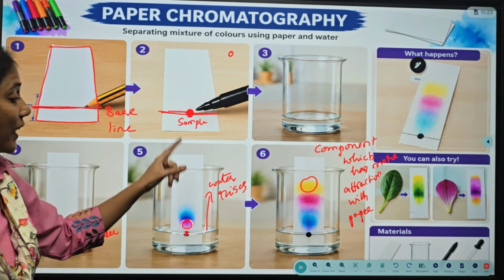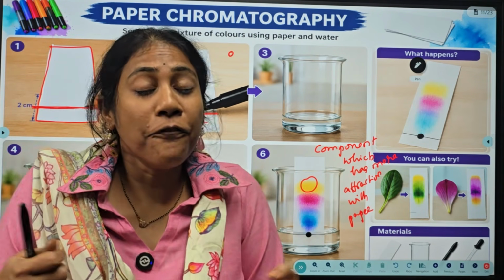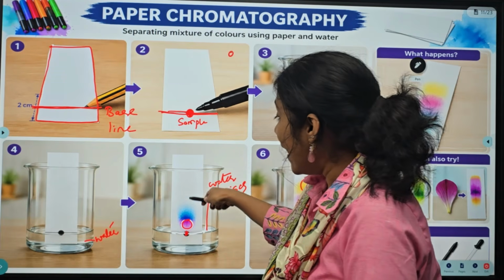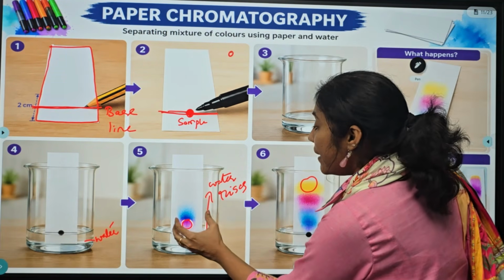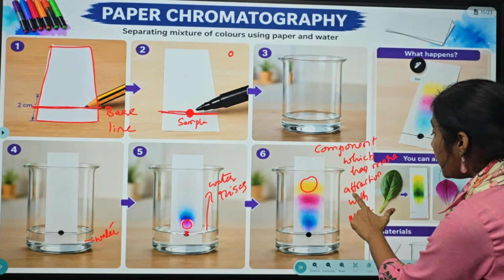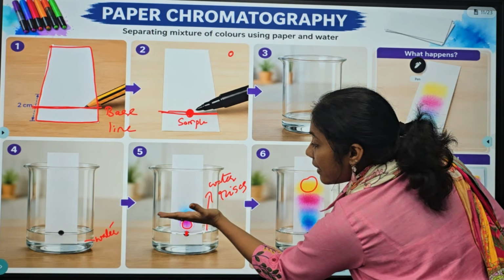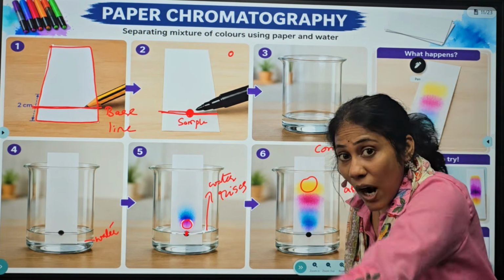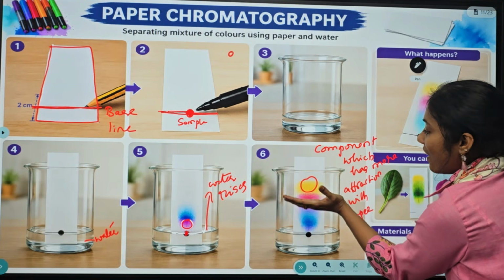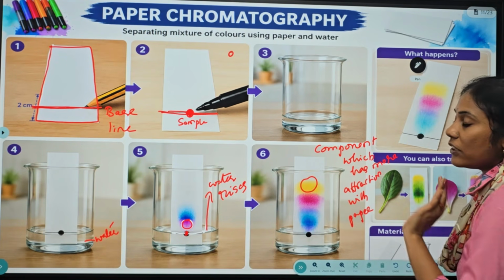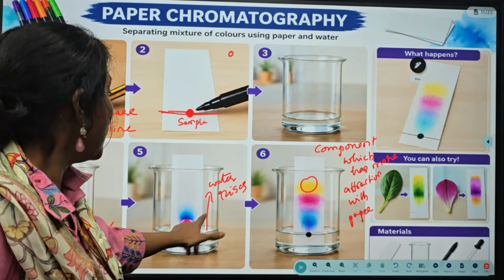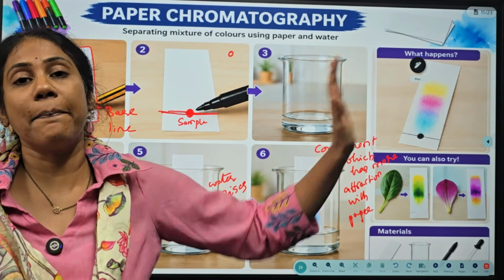Okay, so different components have different attraction capacities with water as well as paper. The component which is more attracted to paper will remain at the bottom. The component which is more attracted to water will travel up and remain on the top. So it is this principle on which the colors are getting separated.